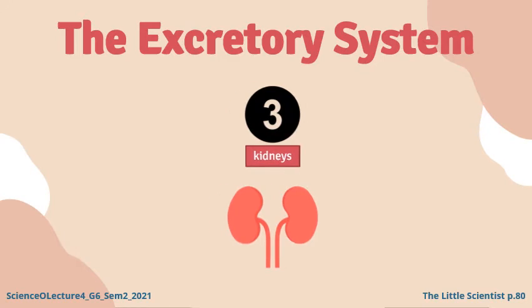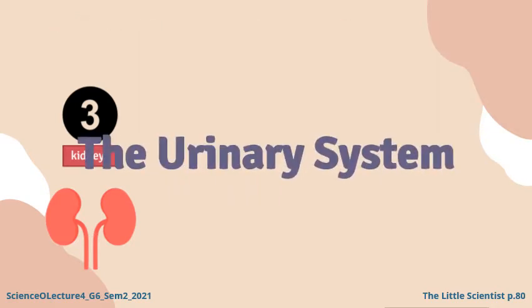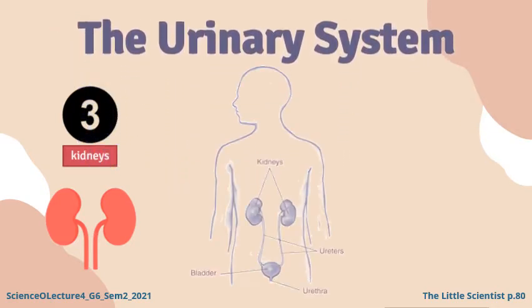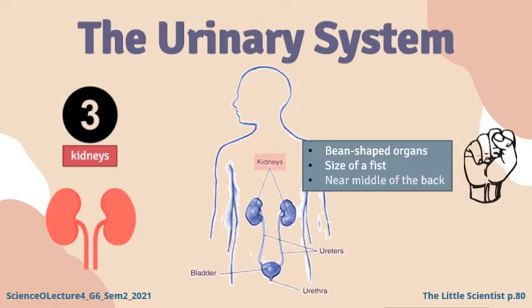The kidneys are the third part of the excretory system, and they are actually a part of the human urinary system. This system consists of two kidneys. Kidneys are located in the abdominal cavity. They have a dark red color, and each kidney is about the size of a fist.